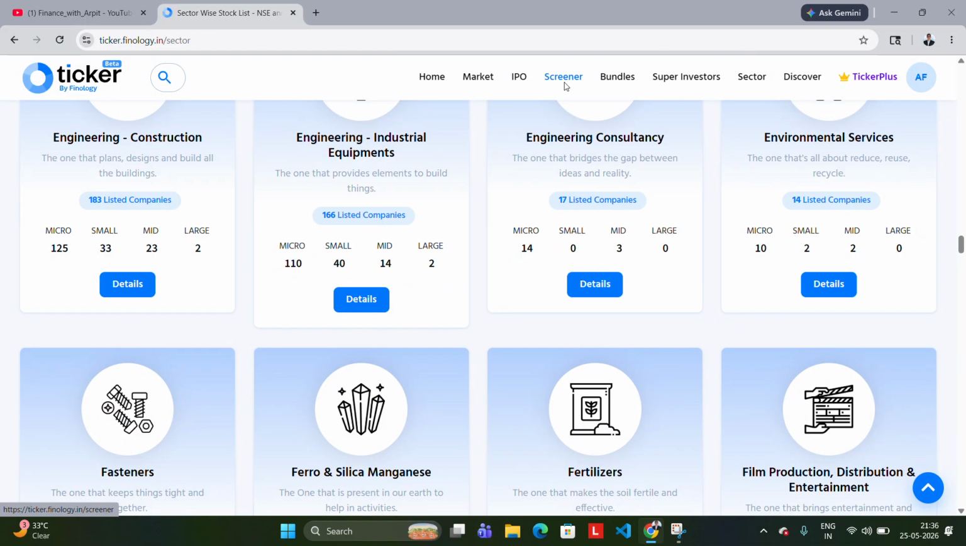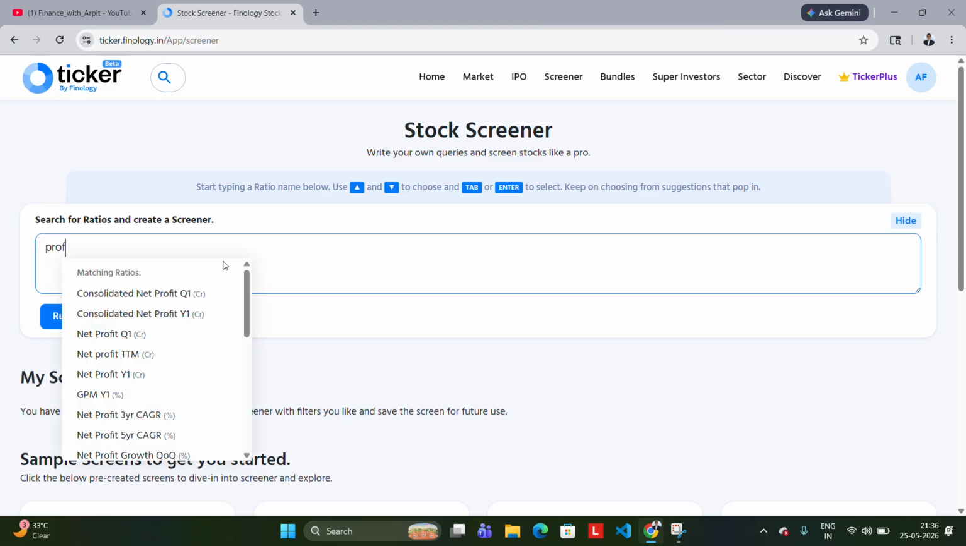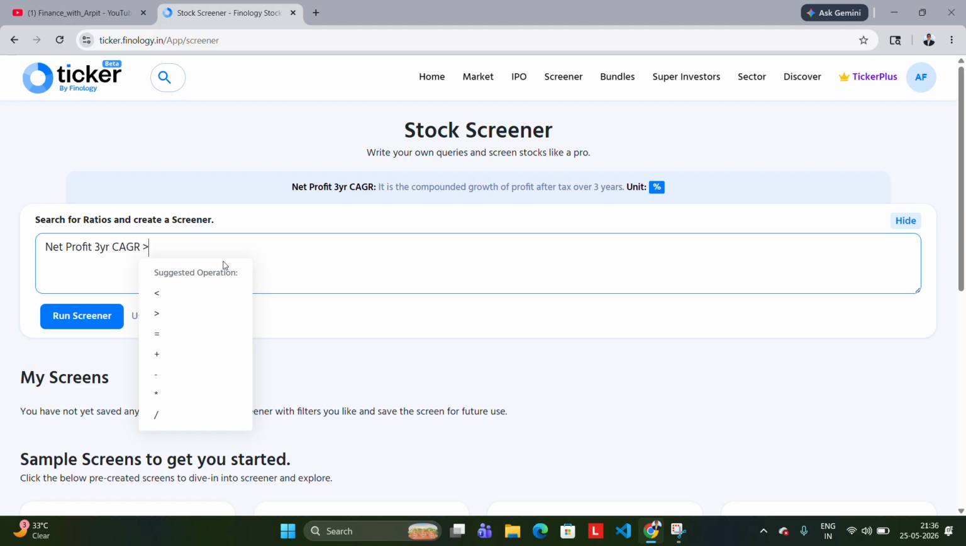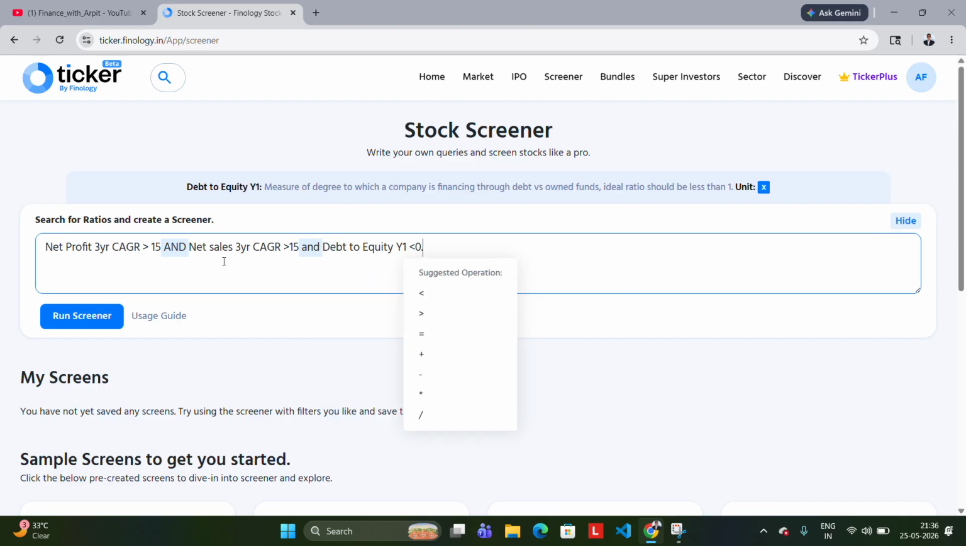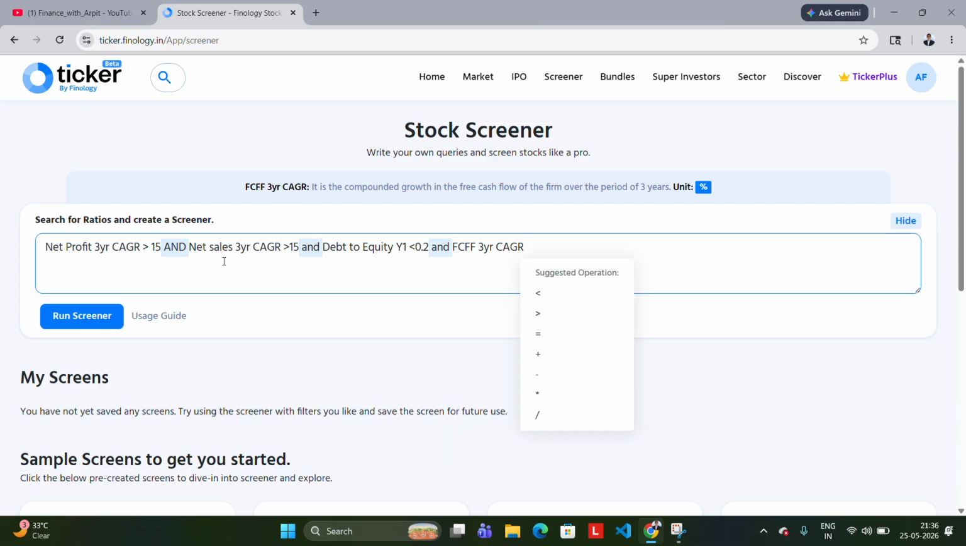We also have a screener wherein we can type the query. For example, I want companies with profit growth: net 3 year profit CAGR greater than 15%, and also sales growth for 3 years greater than 15%. And for example, I want the debt to equity ratio to be less than 0.2 so that low debt companies with a good business come in. And if I look at FCFF, the free cash flow should be increasing by 10% so that the company is a market leader and doesn't need much money to stay in the business.